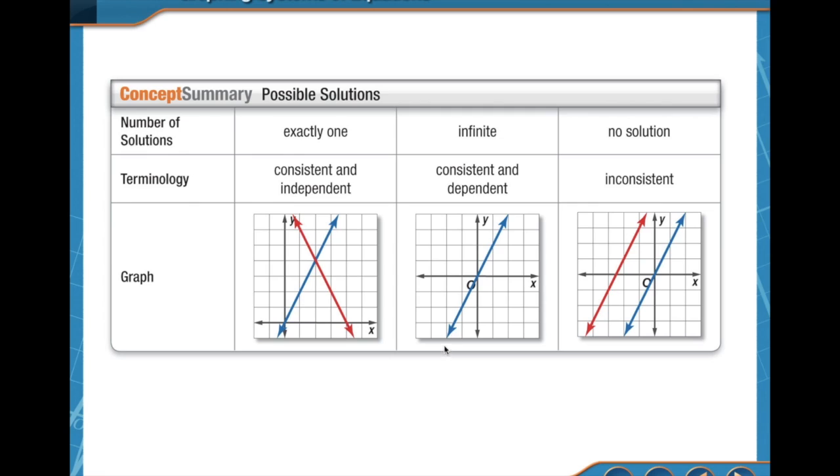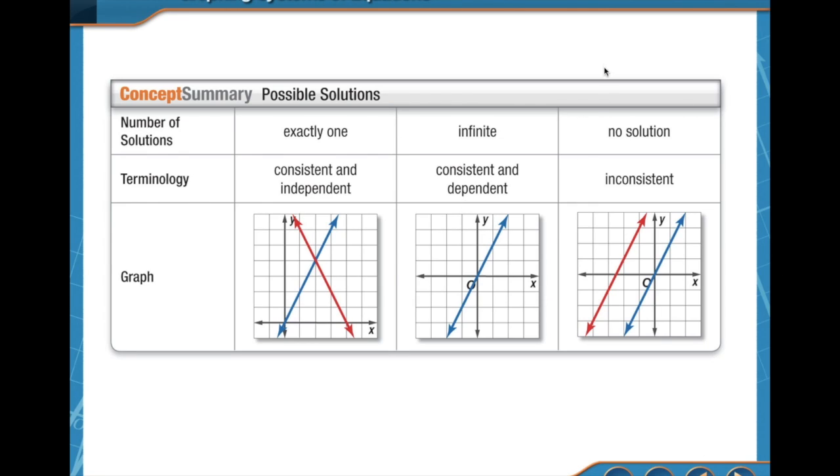Now, if you graph 2 lines that are right on top of each other, it would just look like one line. So that's what's happening here. We have 2 lines graphed right on top of each other. There's an infinite number of solutions. We say it's consistent because there is an answer. And we say dependent because there's more than one.